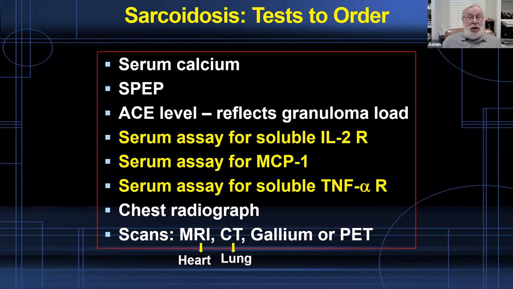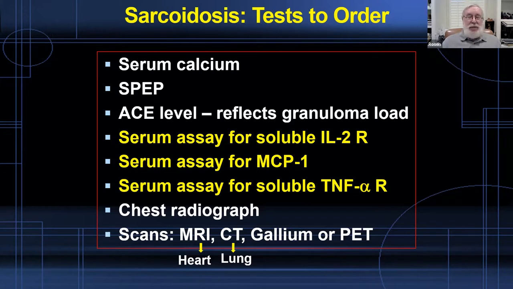Everybody with sarcoid on the skin needs a chest X-ray to look for everything from hilar adenopathy to pulmonary parenchymal disease to pulmonary fibrosis. And scans are advisable. An MRI is probably the best thing to look for asymptomatic occult cardiac sarcoid, which needs to be monitored because it's deadly. And a CT scan for the lung to make sure that there's nothing that has been missed by chest X-ray.